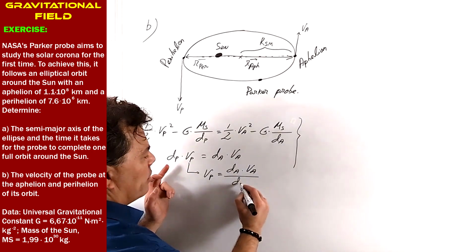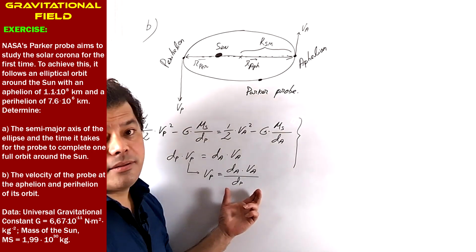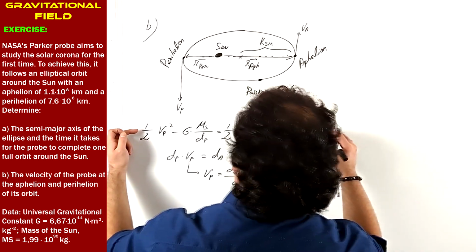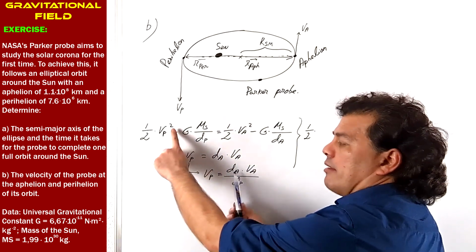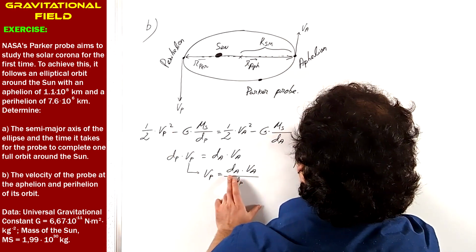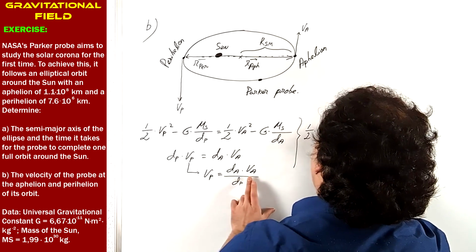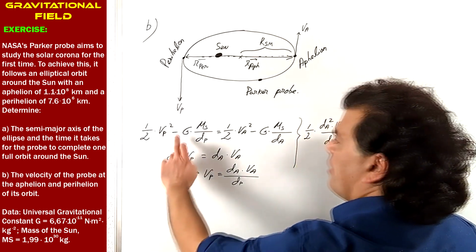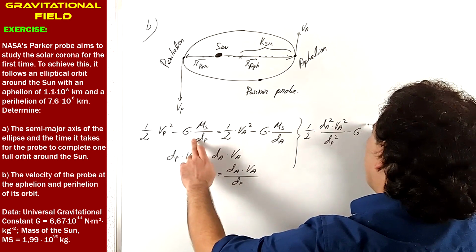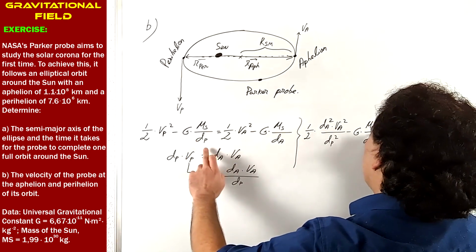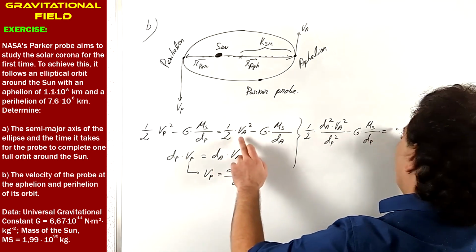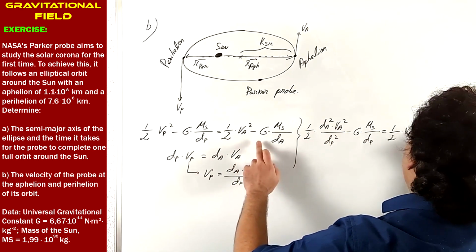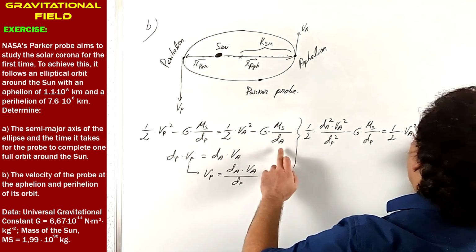divided by the distance to the perihelion, and let's substitute this expression here, and we are obtaining 1/2 now the velocity at the perihelion but squared, that is the distance to the aphelion squared, the velocity at aphelion also squared, divided by the distance to the perihelion squared, minus G, the mass of the Sun, the distance to the perihelion, equals 1/2 the velocity at the aphelion squared minus G, the mass of the Sun, and the distance to the aphelion.